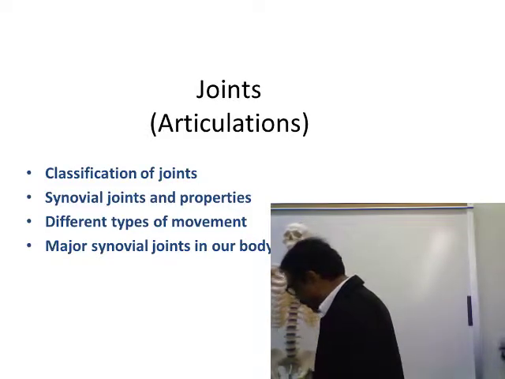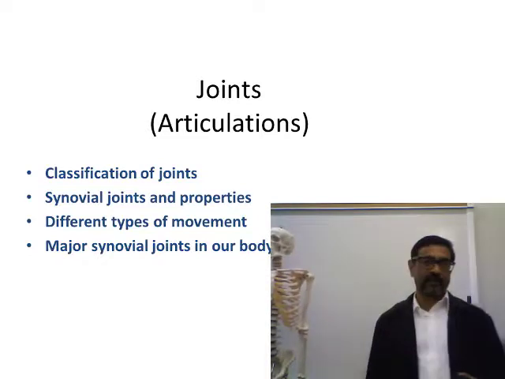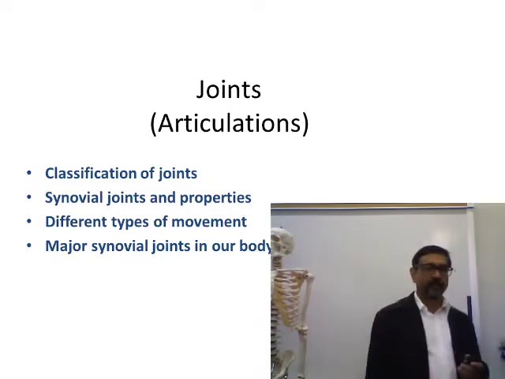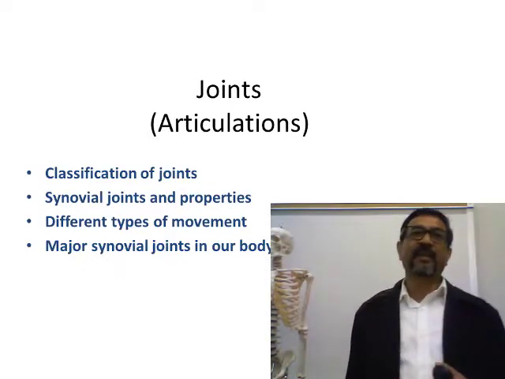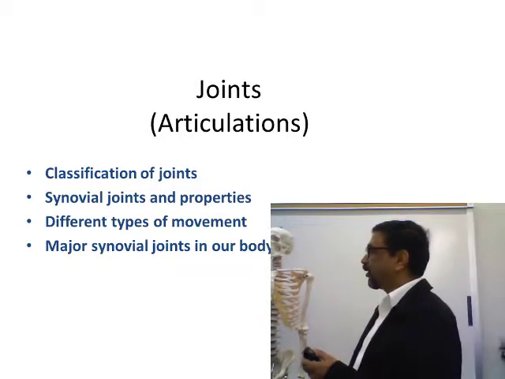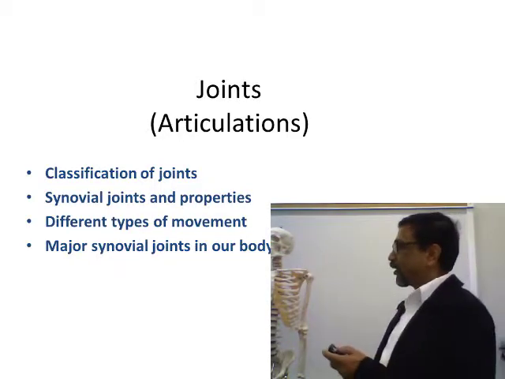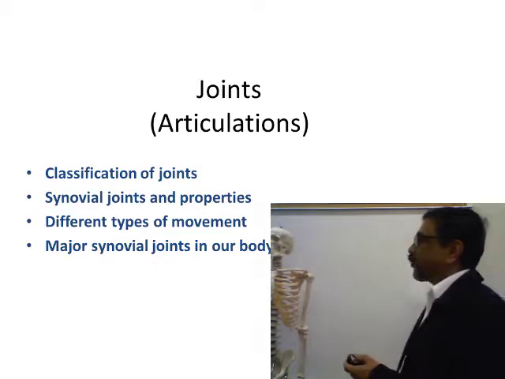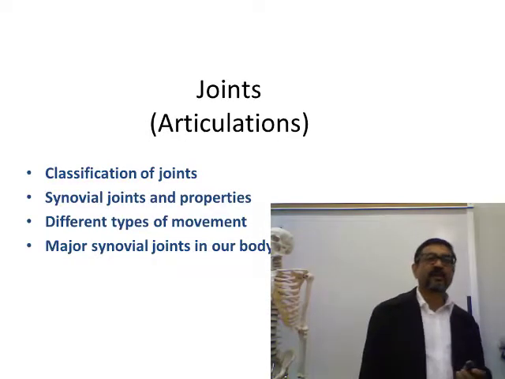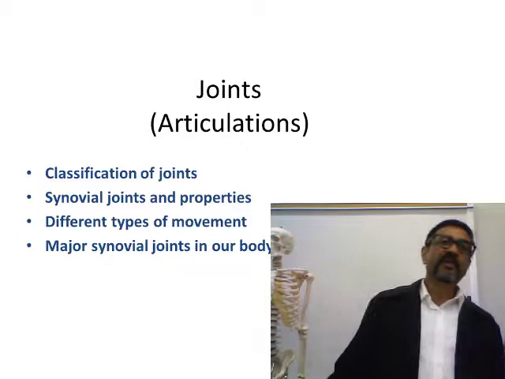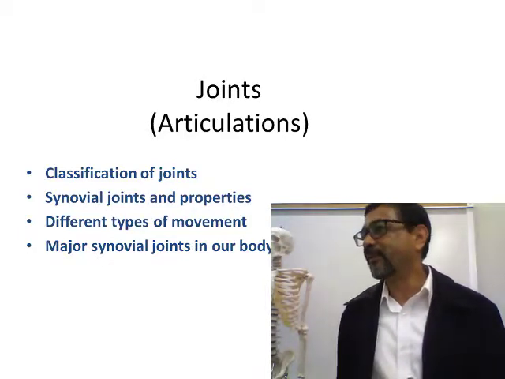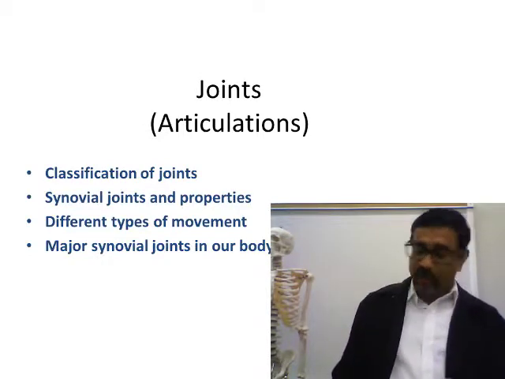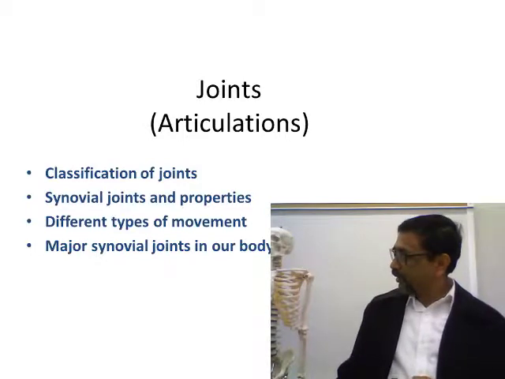First we see how we classify the joints. Then we'll talk about the most common type of joint in your body or skeleton, that is called the synovial joint. Then we'll talk about the different types of movement that occur in the joints. Joints are designed for the movement of body parts.